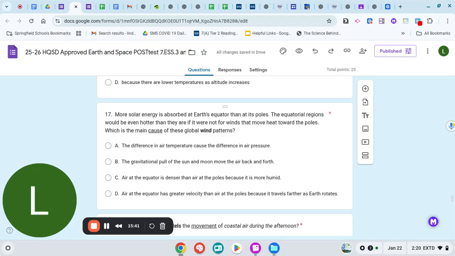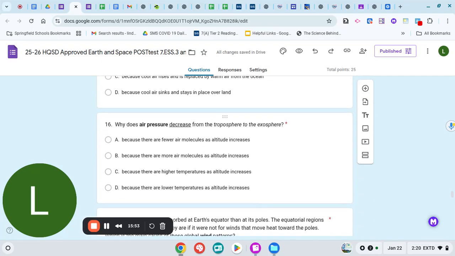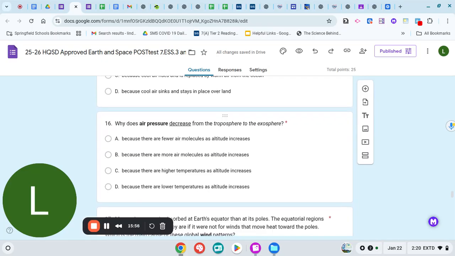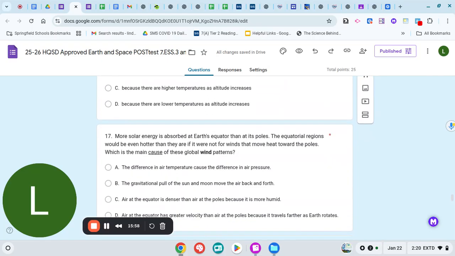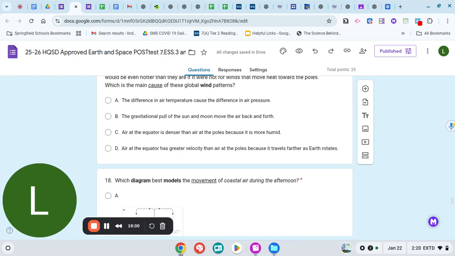Earth rotates. If you recall, I compared this question to number 6 when we were doing a review, and also the answer to this question, number 17, will help you answer number 16 if you are stuck, because answers can be similar. Hint, hint. Pause and come back.